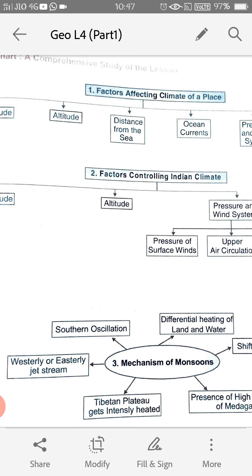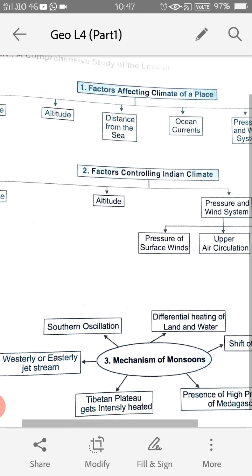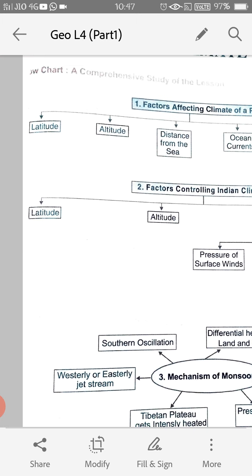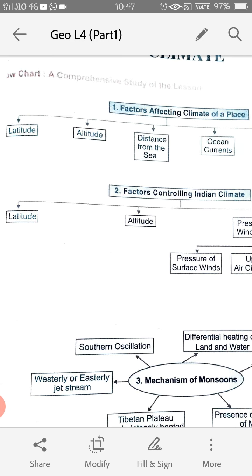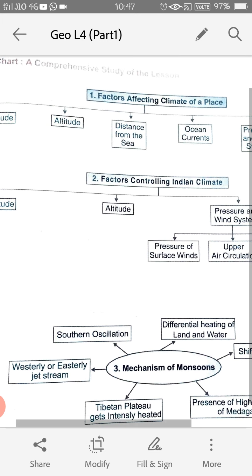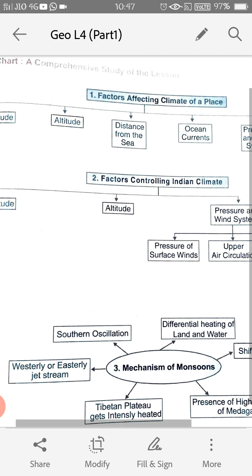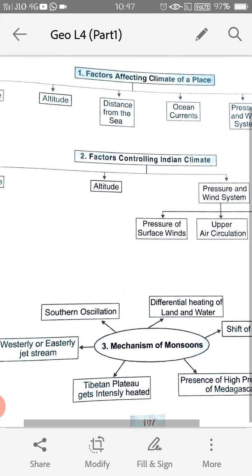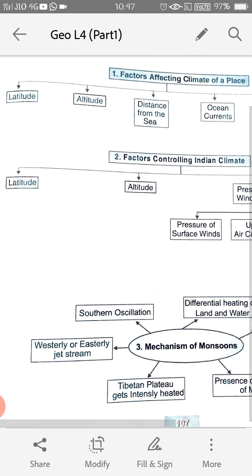The next thing is the factors controlling India's climate. What are the factors that control India's climate? The previous factors we studied apply to the whole world, to all the different places experiencing different types of climate. Now we are talking about the Indian subcontinent only, India only.